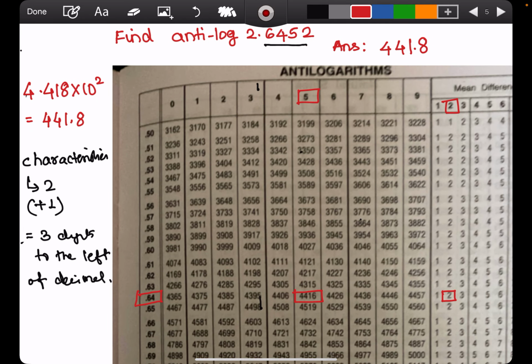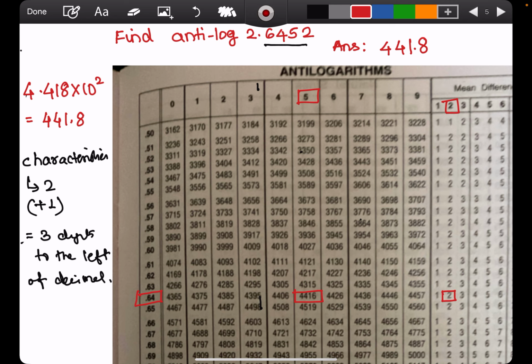Now the other thing you must know is how to find anti-log. Anti-log is just the reverse of log. Without going into the concepts of what is log and what is anti-log, I just want to explain the procedure. I will make another video explaining what exactly log means and what exactly anti-log means, but that is not the objective here. So how do I find the anti-log of 2.6452?